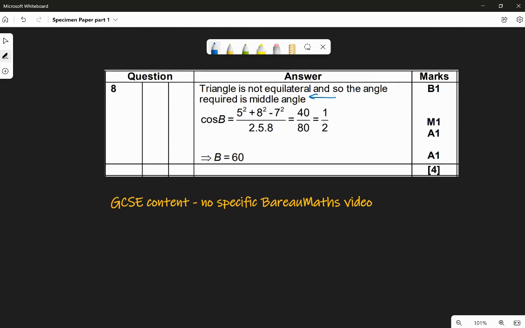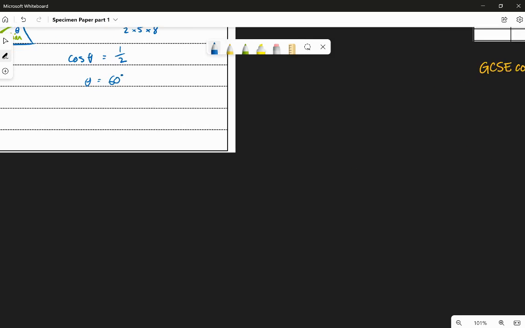Yeah, middle angled, one required, etc. So there's no specific Baromaths video on this because this is GCSE content, but I hope you enjoyed it anyway.